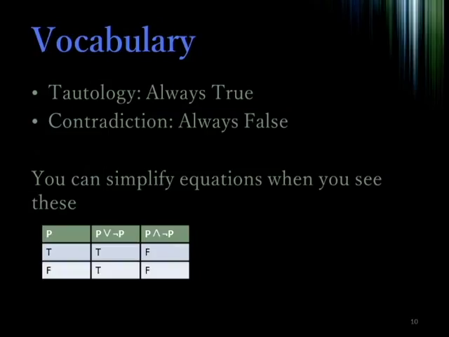A tautology is a statement which is always true, and a contradiction is a statement which is always false. For example, if we have the statement P or not P, we know that in either situation, whether P is true or P is false, that or statement will still be true. Therefore, P or not P is a tautology. Similarly, P and not P is always false, because a statement cannot be simultaneously true and false.